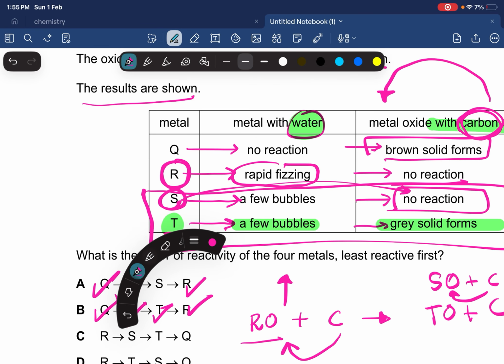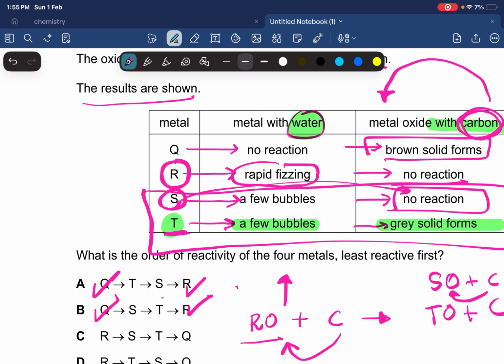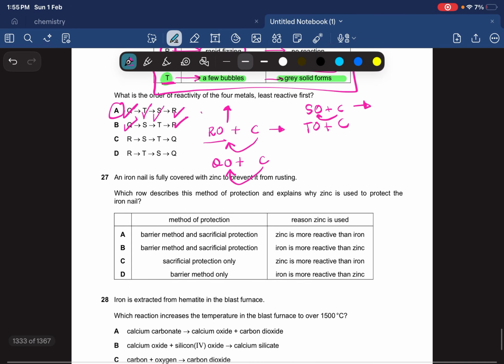No, I said it in a reverse way. T is less reactive, so it's got to be here. S is more reactive because in S it cannot displace, in T it can displace. So option A. It was a little confusing, but like we did it.